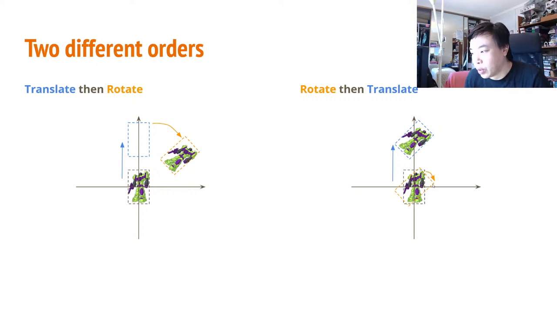But if I rotate it first, it's going to rotate it while it's around 0, 0. So it tips without shifting its position too much. And then we can translate it into this position here.